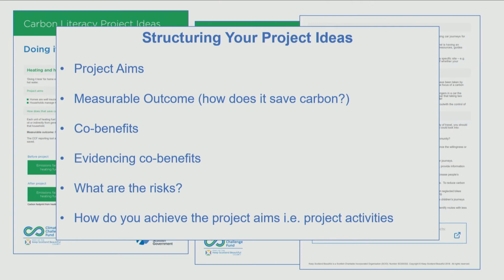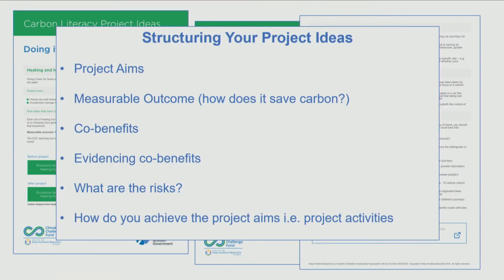Then it comes down to what's the measurable outcome, and really it's returning to that idea of how does it save carbon, and reminding ourselves of that to make sure you're focused on that. Because you can have a project aim of getting lots of people on bikes, but if all those people were walking places before anyway, it's still not going to save carbon. It's the change that you're looking at. I think you'll look at that section and go, oh, it's stating the obvious, but sometimes it's just needed to focus yourself.